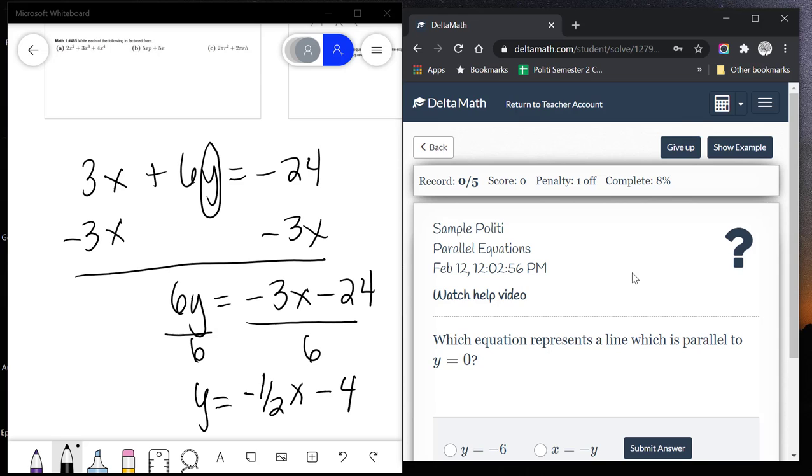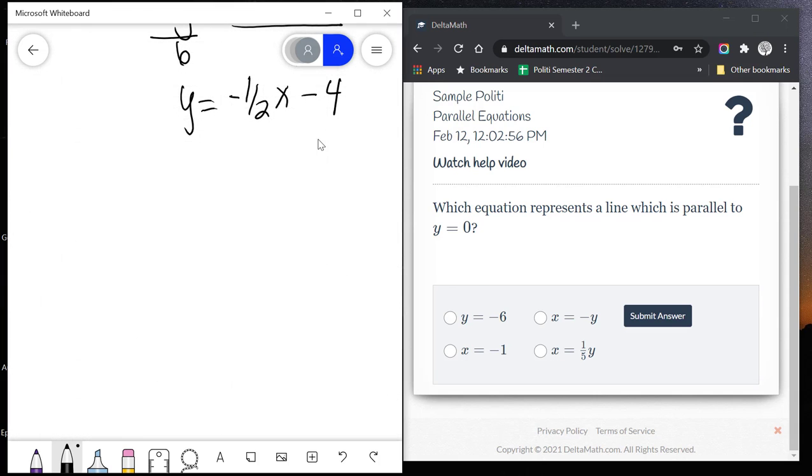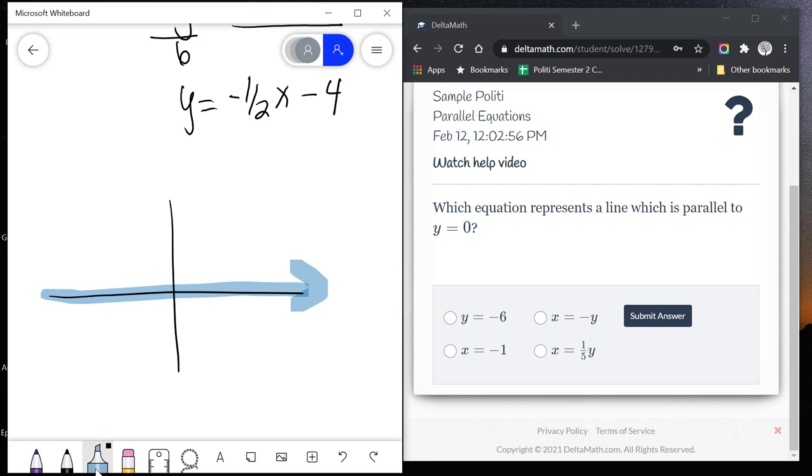And then the third part where it says find a line that is parallel. For this one, you can just think about it. What does y equals 0 look like? I imagine this graph in my mind, and y equals 0 is everything that has a y coordinate of 0, but that's just this line right there. That's y equals 0. And so what's going to be parallel to that?